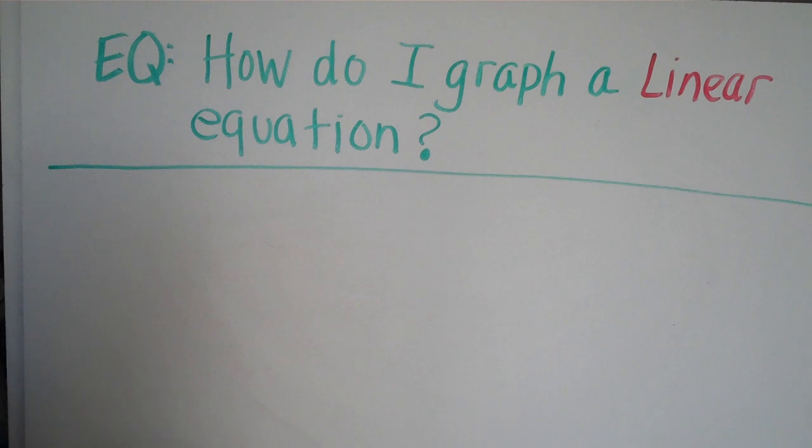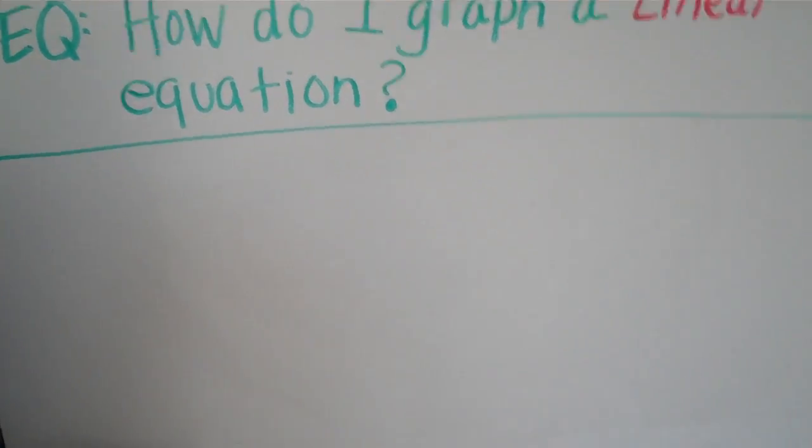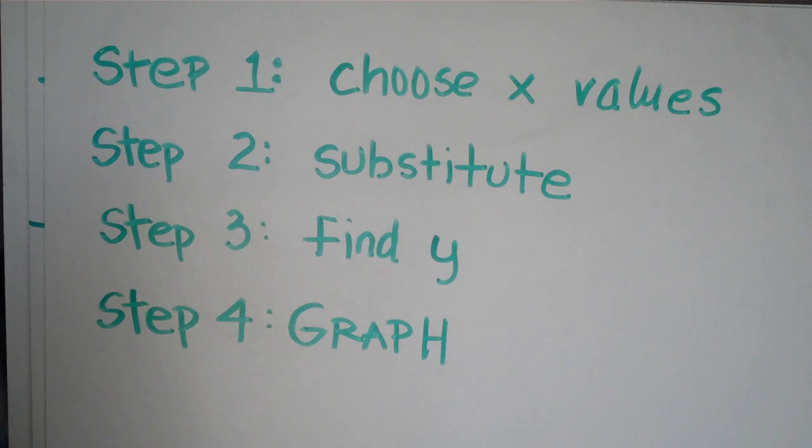So your essential question should be, how do I graph a linear equation? I'm going to show you how to do that. And you might want to slow down this video so that you can write your notes. But basically, step 1 is you choose some x values. Step 2 is you substitute. Step 3 is you find the y. And step 4 is you graph.